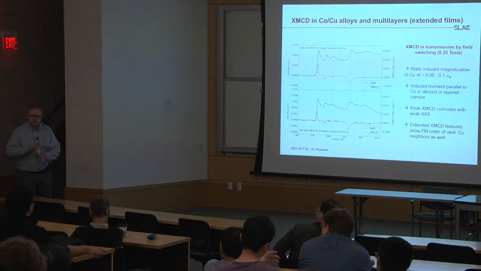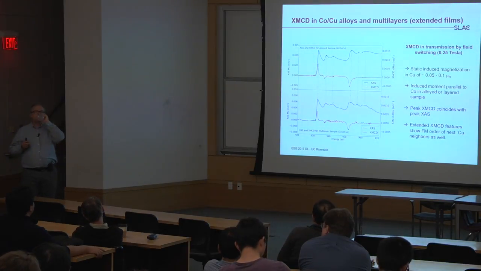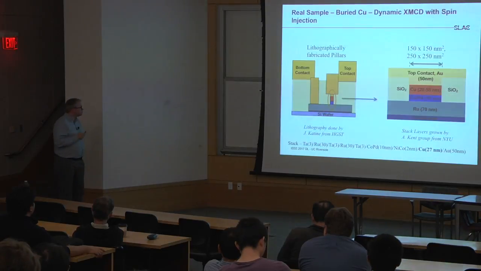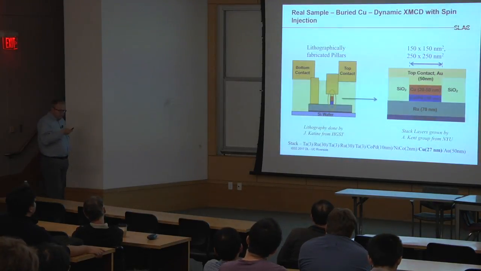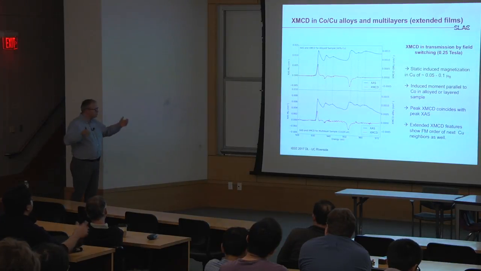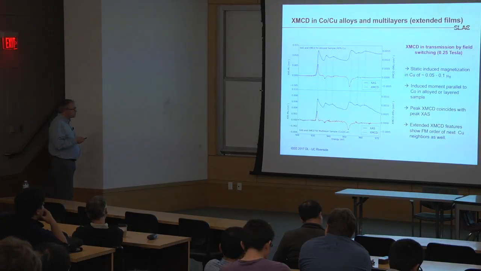2p to 3d, yes. So that's the spin polarization in the copper 3d, which essentially comes from hybridization with the cobalt. Okay, but these were extended films. I mean, it was like a silicon substrate and 5 by 5 millimeter films.